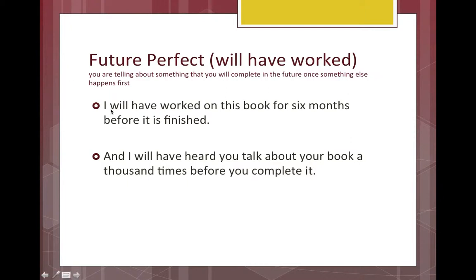So, I will have worked on this book for 6 months, here's the regular past, before it is finished. This happened first. I will have worked on it for 6 months. That's the oldest thing. Then at some point I'm going to finish, but that happens after this occurs. And I will have heard you talk about your book 1,000 times before you complete it. Same structure as the sentence before.